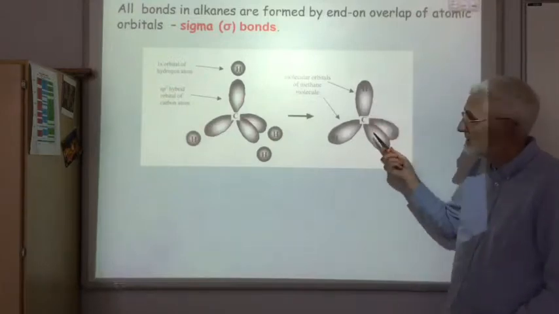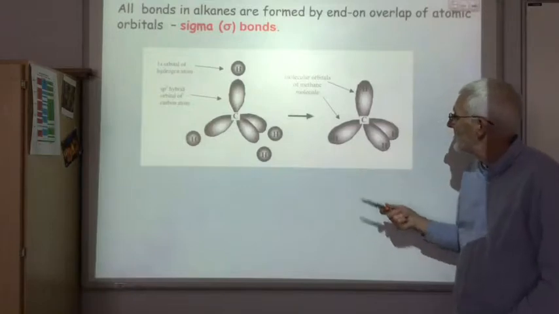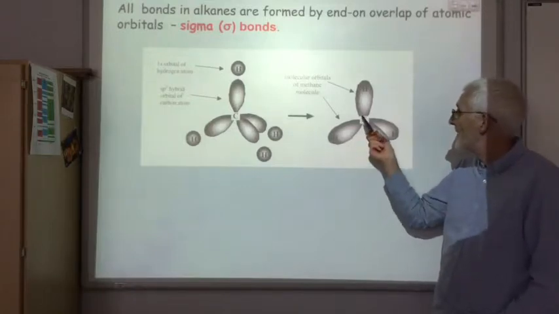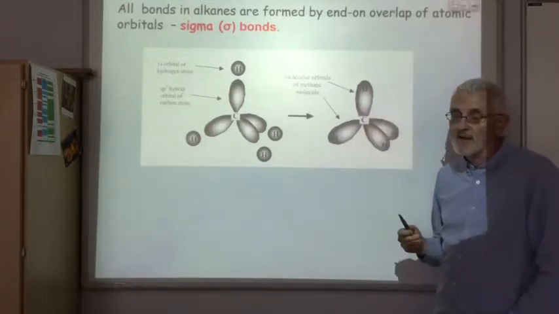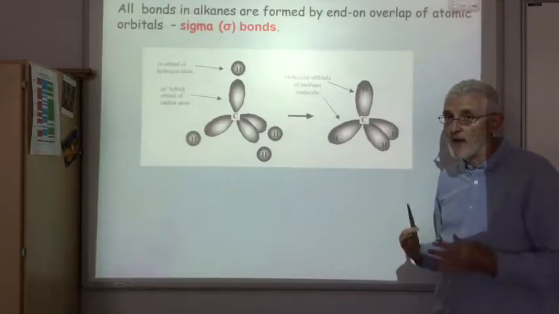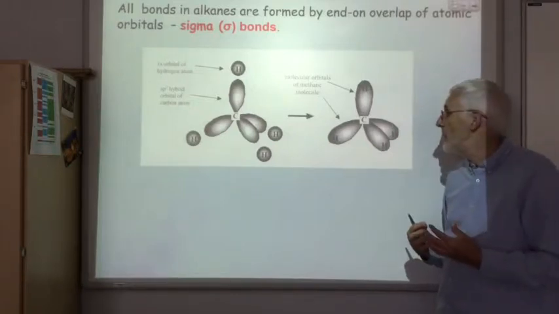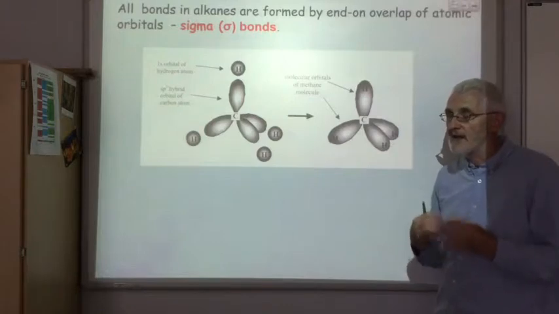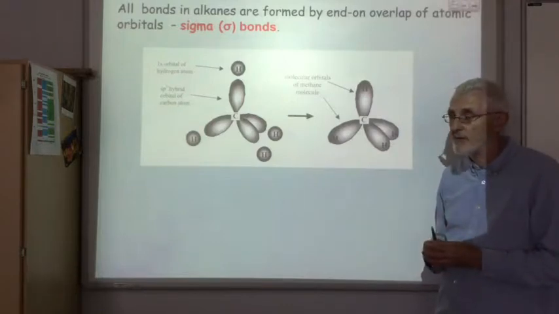And so in your simplest alkane, methane, you've got 4 sigma bonds brought about by the end-on overlap of the hydrogen atom with the sp3 hybridized atomic orbitals of the carbon.